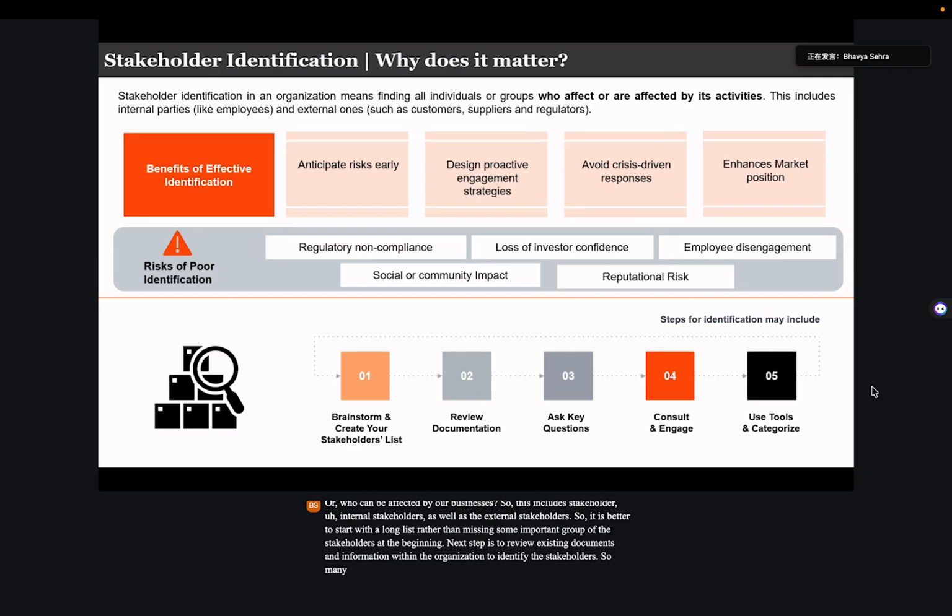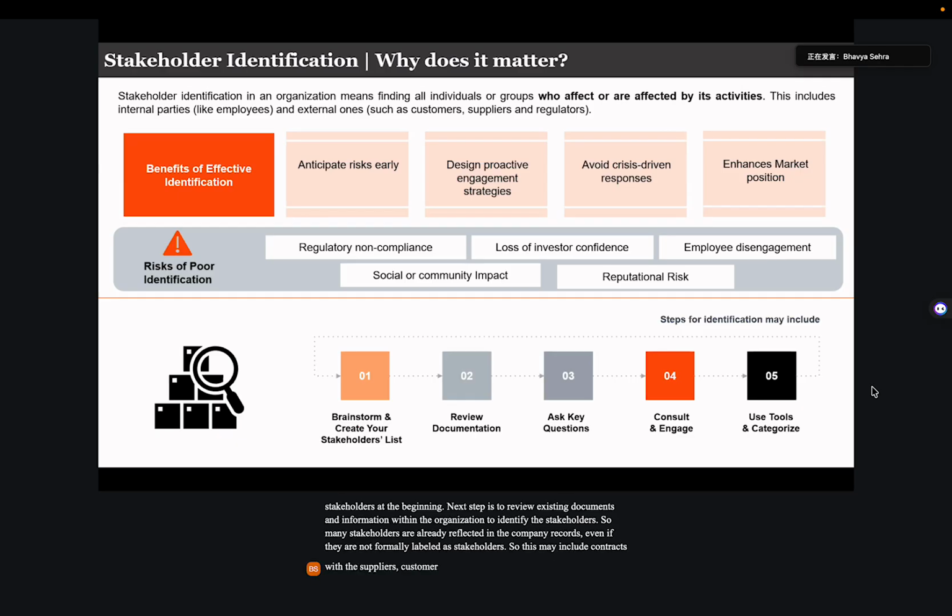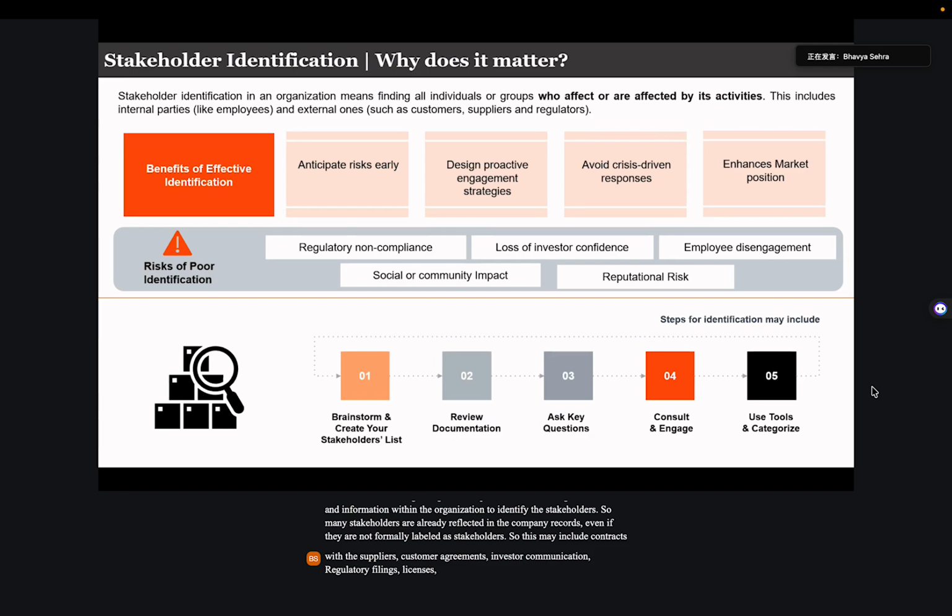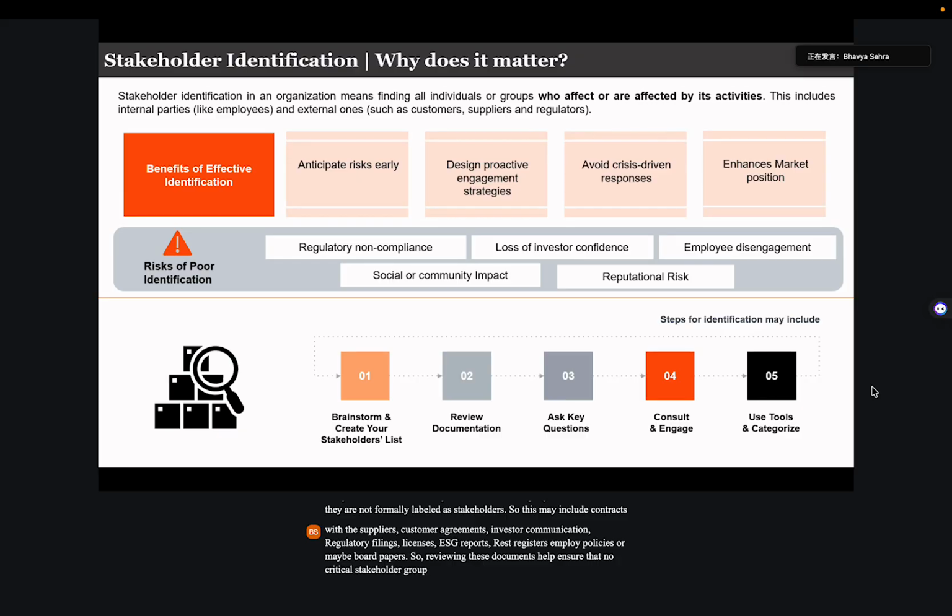The next step is to review existing documents and information within the organization to identify the stakeholders. Many stakeholders are already reflected in the company records, even if they are not formally labeled as stakeholders. This may include contracts with suppliers, customer agreements, investor communication, regulatory filings, licenses, ESG reports, risk registers, employee policies, or maybe board papers. Reviewing these documents helps ensure that no critical stakeholder group is overlooked and also provides insight into how the company currently interacts with them.